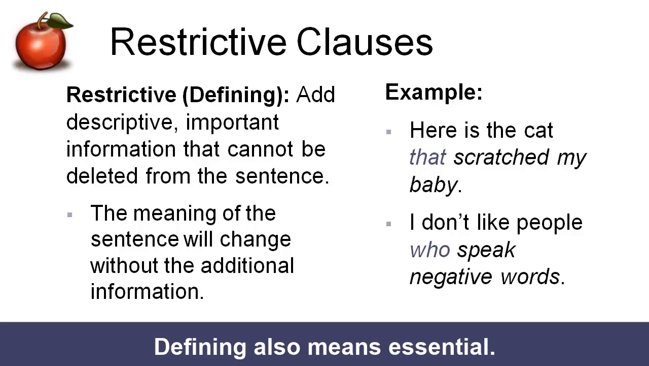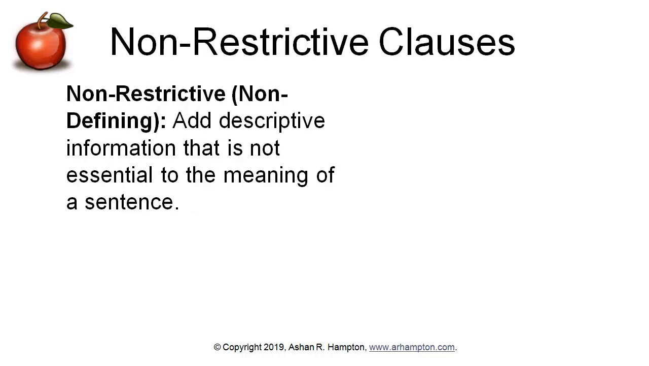Second example, I don't like people who speak negative words. The relative clause is who speak negative words because the relative pronoun is who. Without that clause, you have I don't like people. And that might be true for some, but you need that detail who speak negative words to make absolutely clear what the speaker or the writer means and not just leave it hanging at I don't like people, because that can be taken a number of erroneous ways.